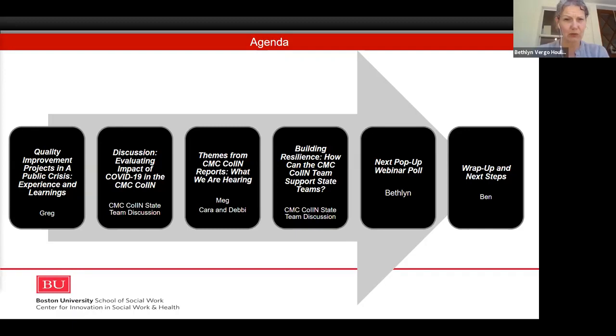Then we're going to look at some themes that have been coming out of the redesigned monthly reports. We wanted to pull in some themes for you and consider in particular from the teams, and then look at that also from the perspective of families in particular and their experience, because that's really at the foundation of everything that we are doing.